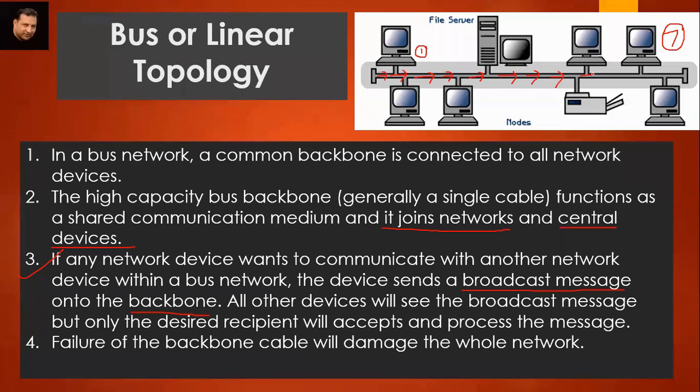So if some security features are there, then it will not. Then it will reach this node. This 7th node will accept it and process the message. It means it may give an acknowledgement to system number 1, or node 1, that the message has been received. Fourth, failure of the backbone cable will damage the whole network.